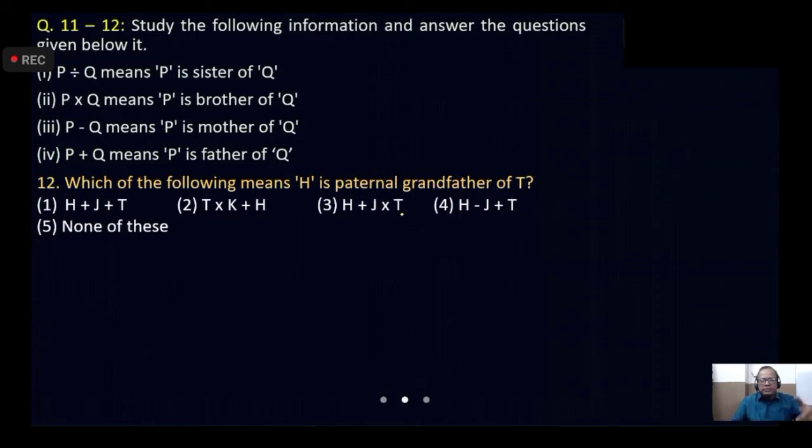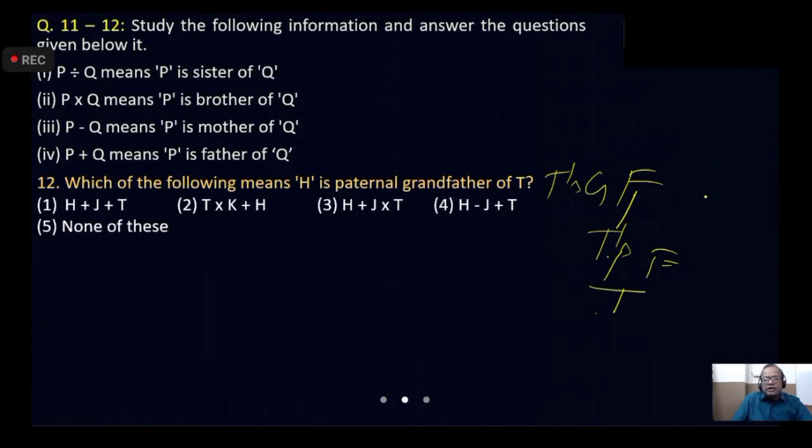The next question is also based on the same relationship. We will not solve them, we know that it is basic mathematical operations. Now, which of the following means H is paternal grandfather of T? T is there. In your mind, you should be able to see T. We have T's father, and T's father must have a father, so he will become grandfather of T. That means 1, 2, 3.